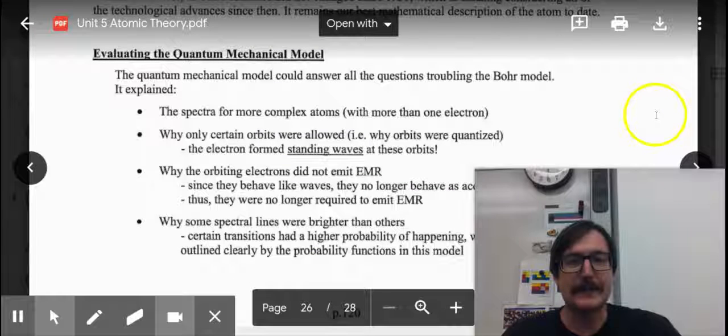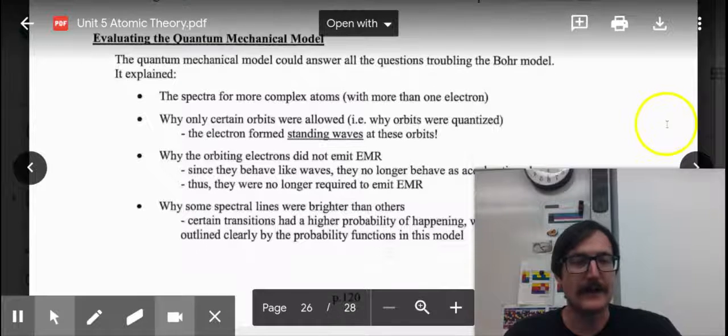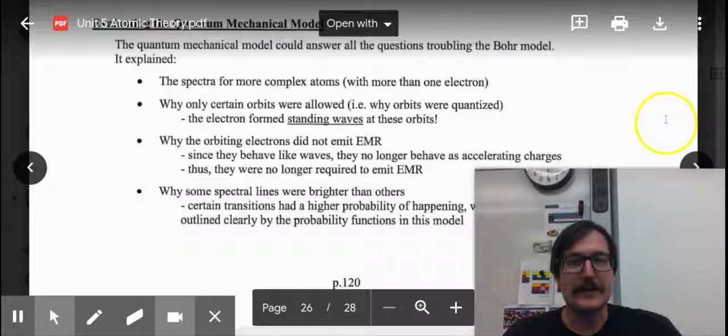All right, evaluating the quantum mechanical model. It can answer all the following questions that were troubling the Bohr model. The spectra for more complex atoms with more than one electron. Why only certain orbits were allowed, why orbits were quantized. The electron now forms standing waves at these orbits. Why the orbiting electron did not emit electromagnetic radiation.